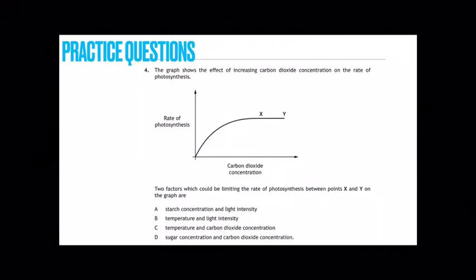So this first one shows the effect of increasing carbon dioxide on the rate of photosynthesis. So our independent variable is carbon dioxide. It's been changed, it's on the x-axis, so we can find out about the dependent variable, the rate of photosynthesis. Okay, so two factors which could be limiting it between x and y. What do you think? Pause the video now, try it yourself, and then press play when you want the answer.